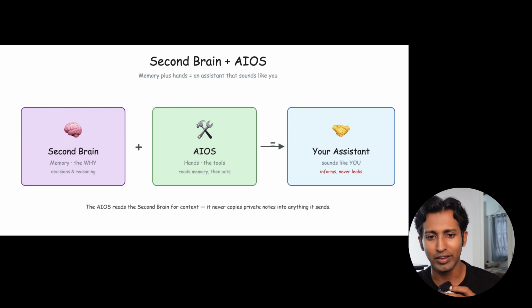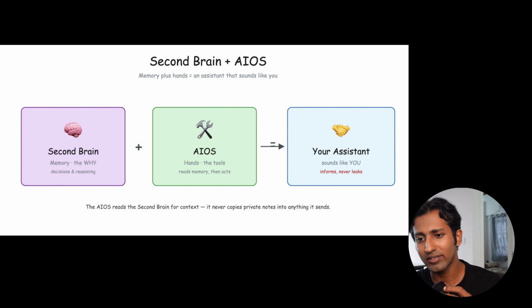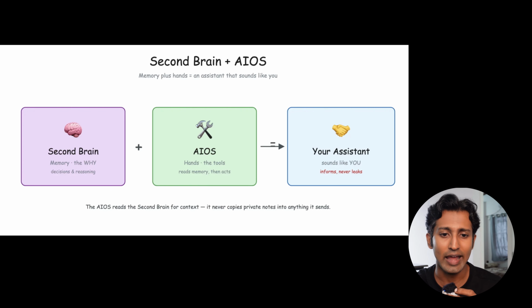So let's get deeper into this part. And here is the mental model over here. My second brain, or your second brain, is the memory. It has the why layer to it. It holds what you decided and the reasoning behind it. Your AIOS is the hands, the tools that actually do the work. The operating system reads the brain for context and then it acts.